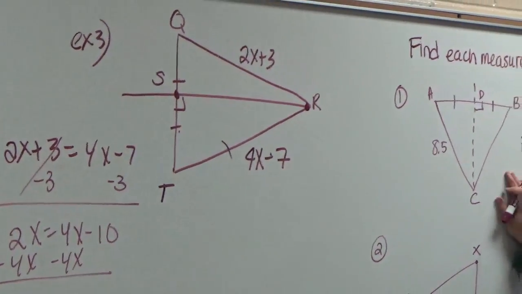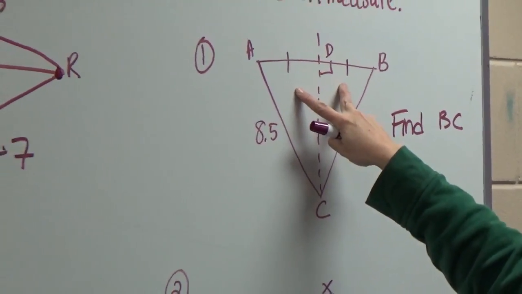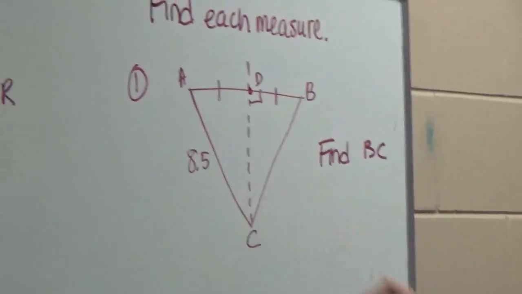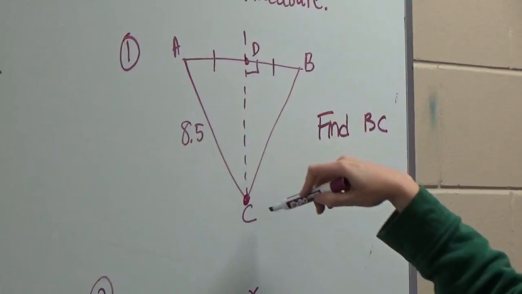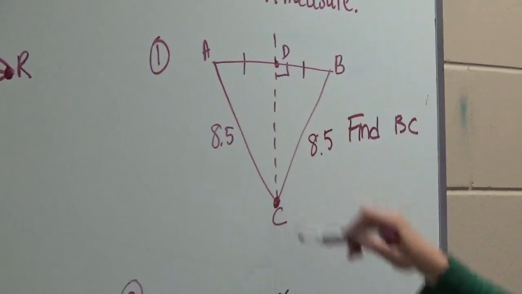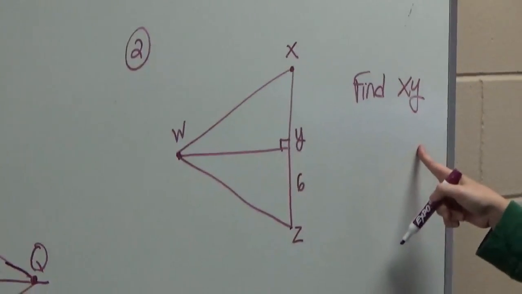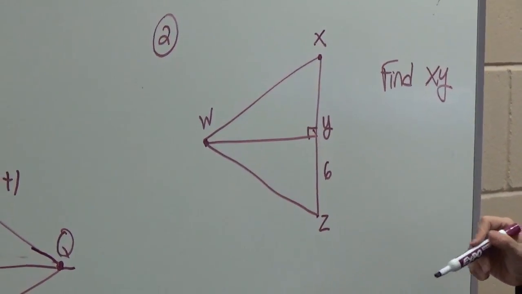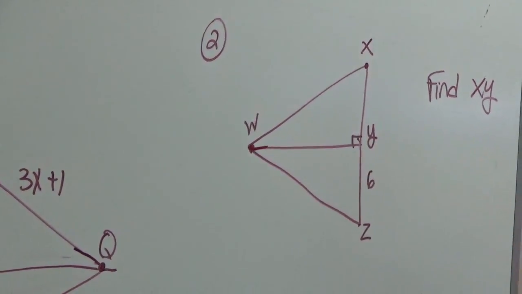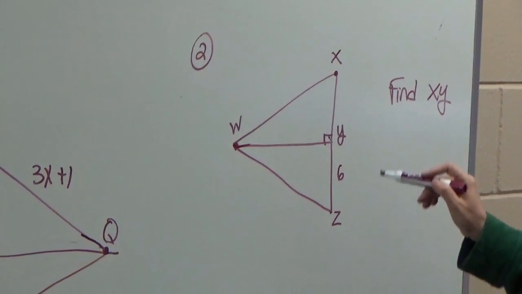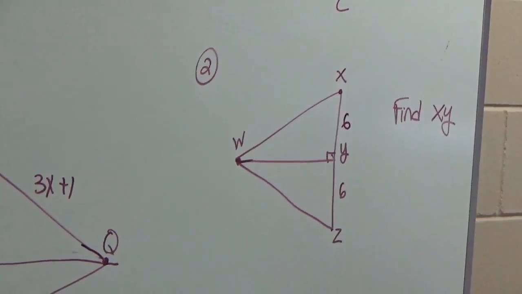Over here, it says find each measure. So in this one, I know that these 2 are equal, so that's a bisector, and I know that forms a 90-degree angle. That means right here is going to be equidistant from both of those points. Therefore, I'm looking for BC, and BC is 8.5. Down here it says find XY. Well, it tells me that this is perpendicular, and so this line is going to be the perpendicular bisector. It's perpendicular, and so I have to find XY. So that's going to be 6.